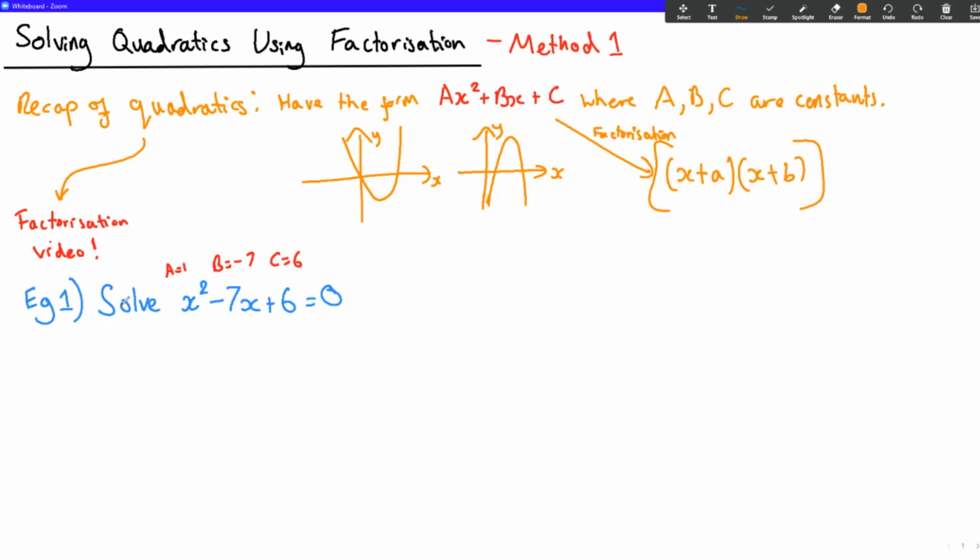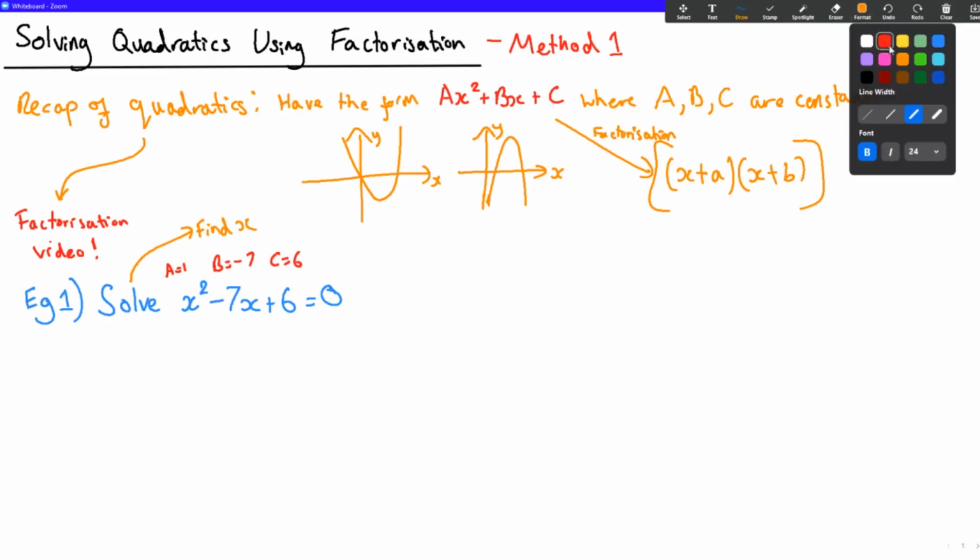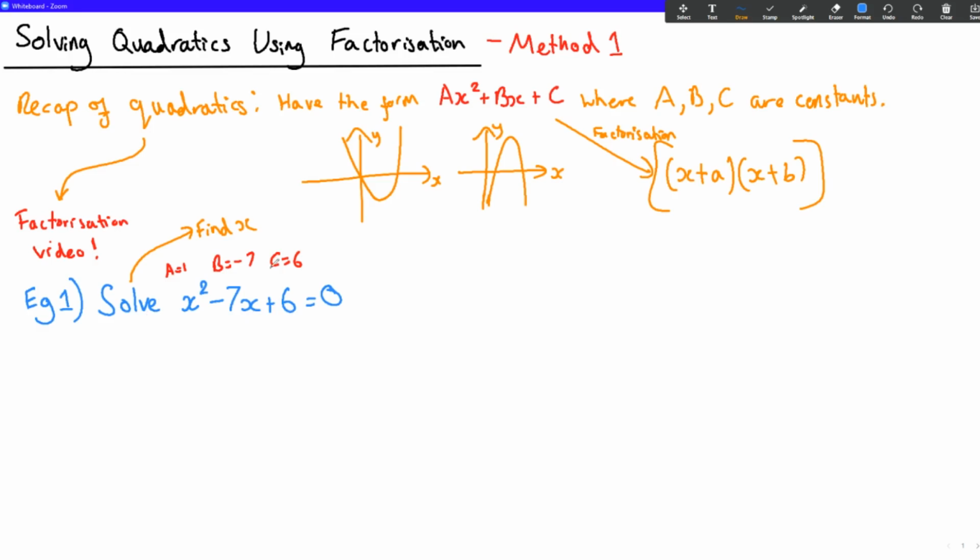Now what we're going to do is we're going to solve them. And we can only solve them when there's an equals sign here, because you can't solve something that's not an equation, or something that doesn't have an equals sign. So because we do, we can actually solve it. And solving just means find x. Find out what x is. So let's use this first method, factorization, to solve this. So what we're going to do is, first of all, we're just going to factorize the left-hand side of the equation.